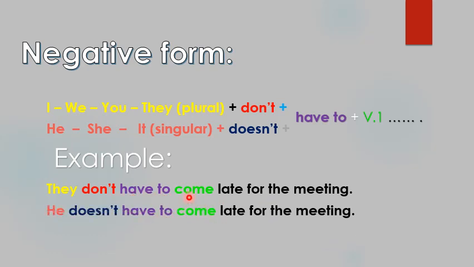And here we have the same example but the subject is singular. هنا لدينا نفس المثال ولكن الفاعل مفرد. So he doesn't have to come late for the meeting. So if the subject is plural إذا كان الفاعل جمع we add don't plus have to plus verb 1. And if the subject is singular وإذا كان الفاعل مفرد we add doesn't plus have to plus verb 1.